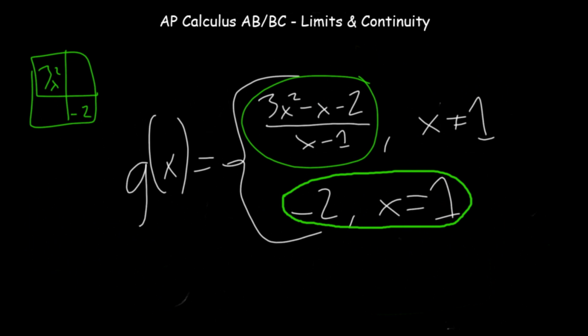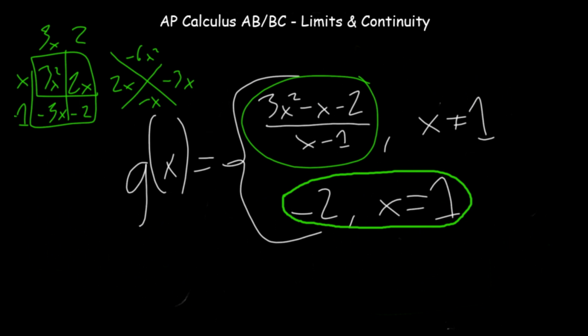Okay. You have your little diagram here. 2x minus 3x. 3x up here. X up here. Negative 1 up here. 2. The negative 1's cancel out. You're just left with 3x plus 2. Plug in 1. 3 plus 2, which is just 5. So this is not continuous.